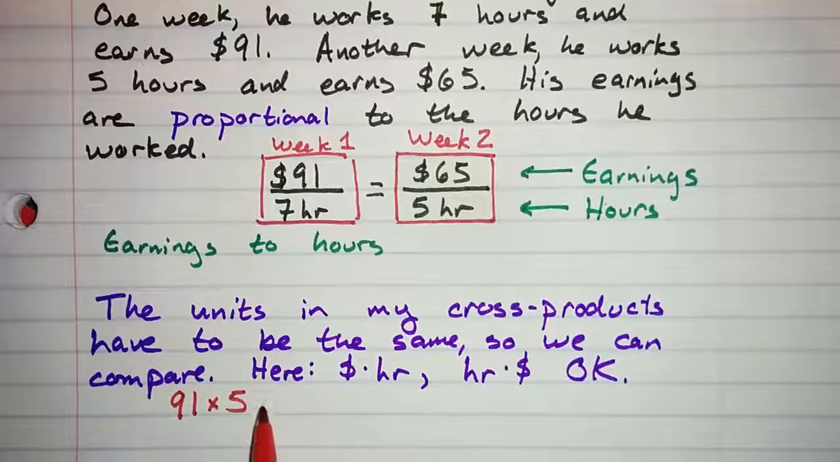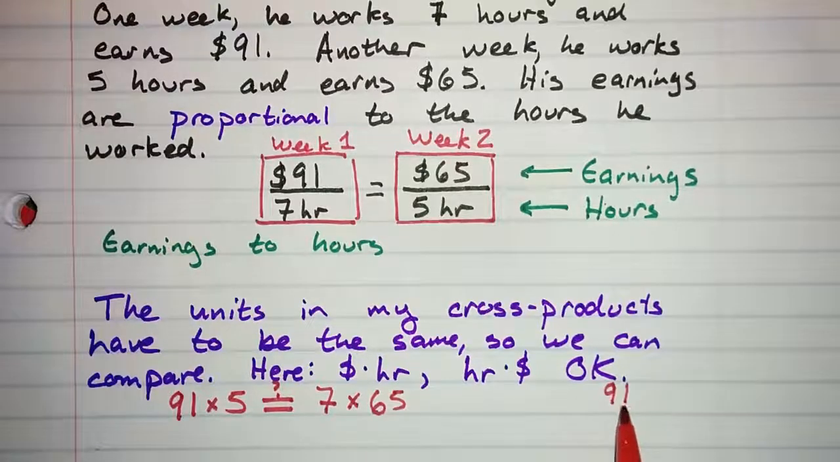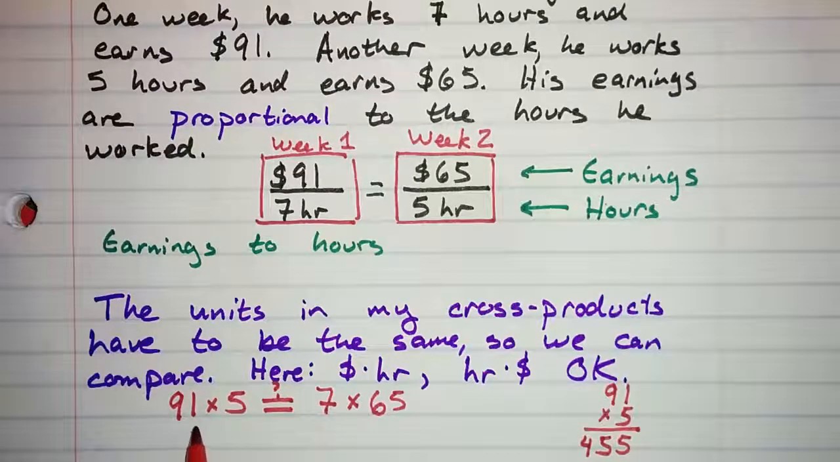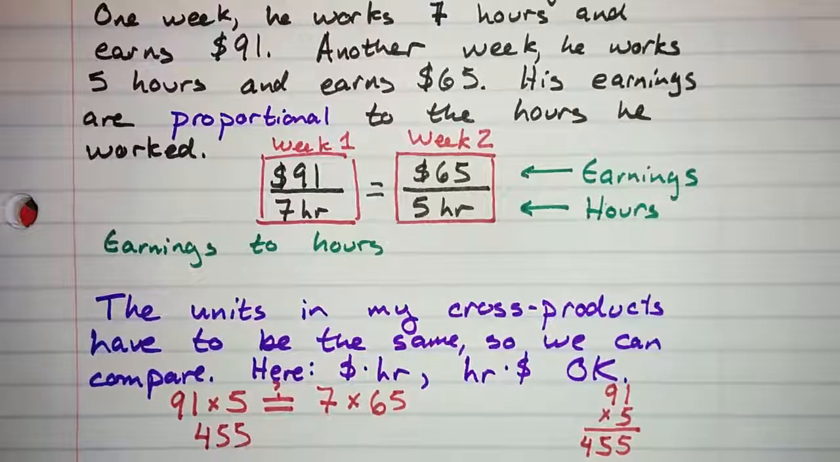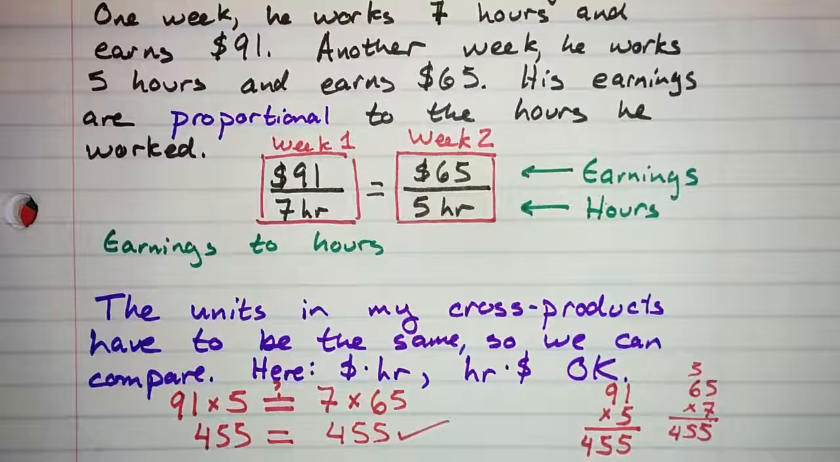All right, let's look at the cross products and confirm that these are in fact proportional. 91 times 5. I want to ask, is it equal to 7 times 65? Well, 91 times 5. 5 times 1 is 5. 5 times 9 is 45. So over here I get 455. 65 times 7. 7 times 5 is 35. 7 times 6 is 42, plus 3 is 45. 455. And those are equal. So that actually worked.